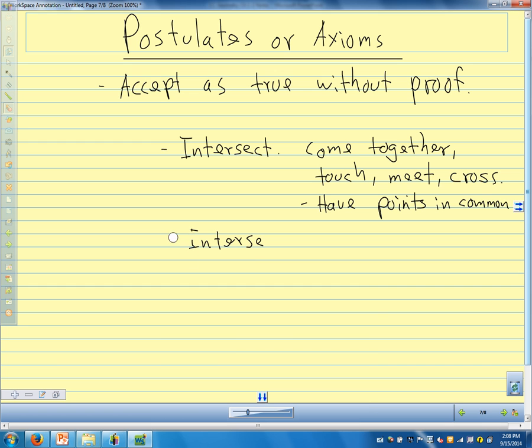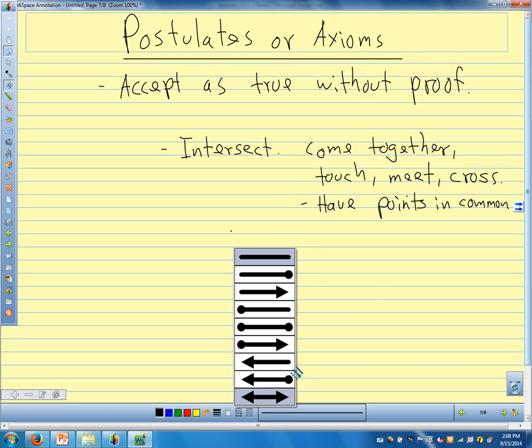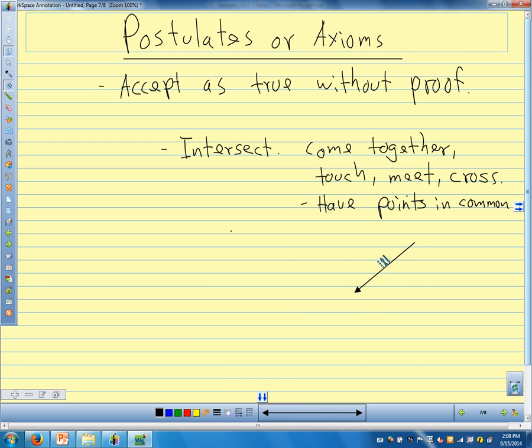So if you wanted to draw a picture of what we mean by intersect, I'm going to draw two lines here, and we'll talk more about this in just a second. So we're going to say those two lines intersect. They touch, they cross, they meet. They have points in common.